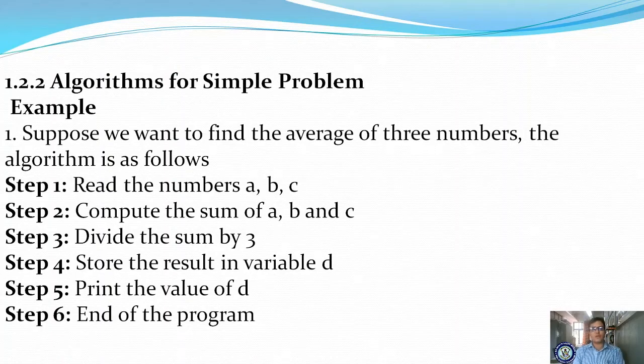Here I am considering one example problem, and how we have to solve it. Suppose we want to find the average of three numbers. The algorithm is as follows. We want to find the average of three numbers, so first you have to sum them and divide by 3. Got it?